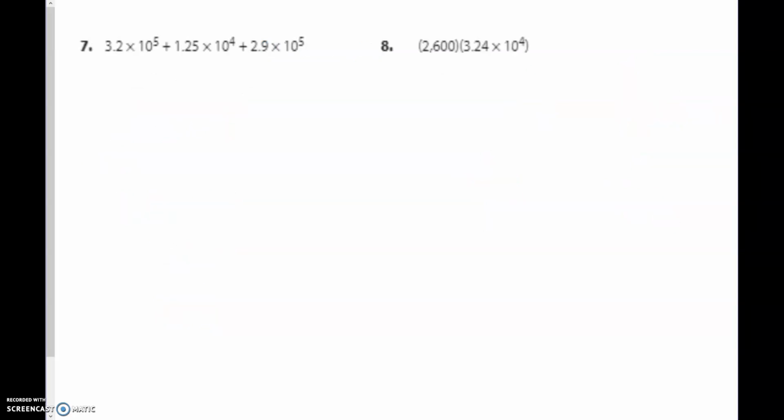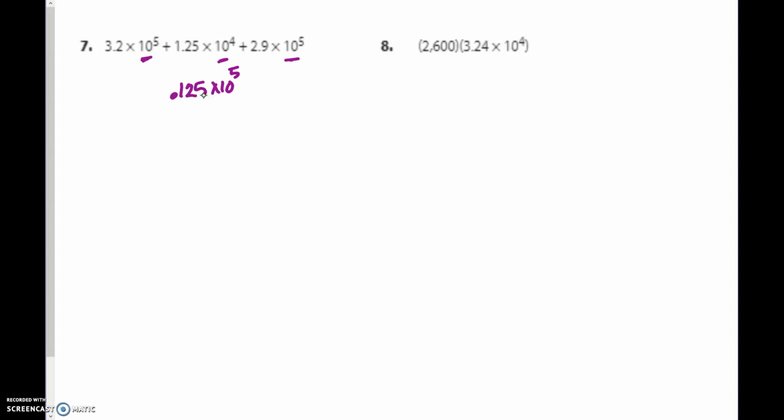So you can do these using your calculator. Remember, there's a couple different ways that I've showed you how to use your calculator. Or if you want, because this is adding, we want to get all of these to be exactly the same. So if I want this to be 10 to the 5th, so I want that to be bigger, this has to get smaller, so it becomes 0.125.